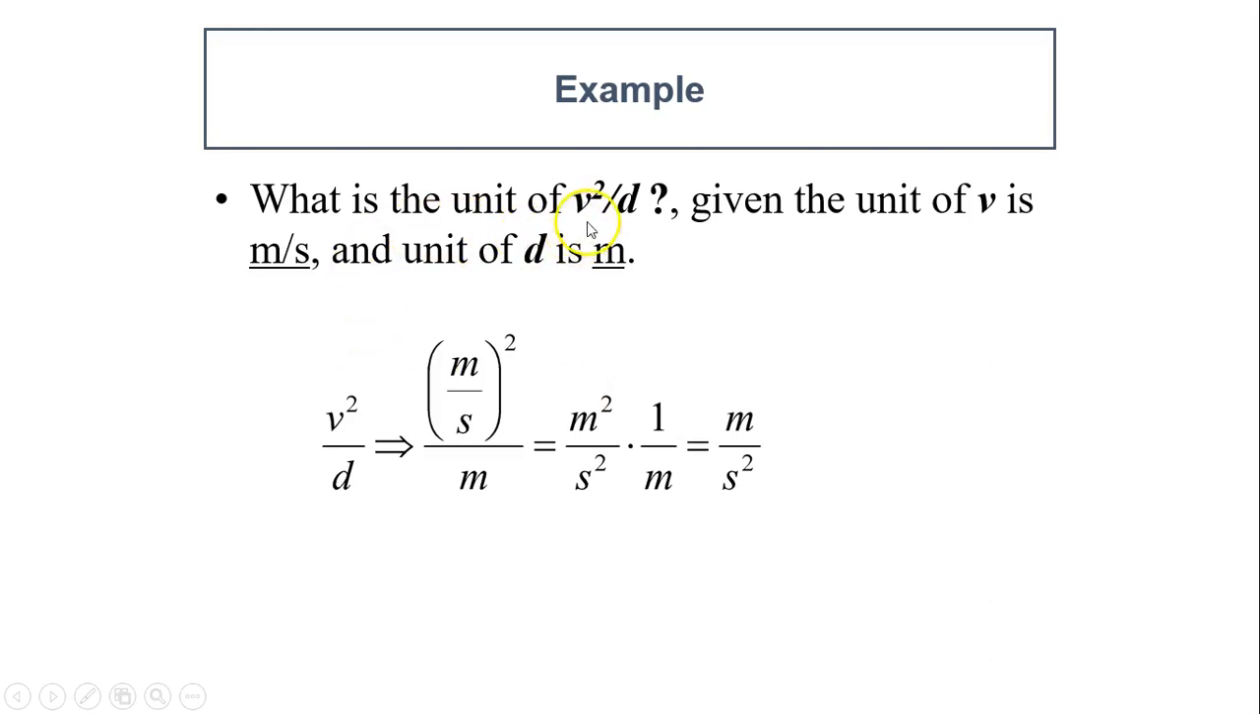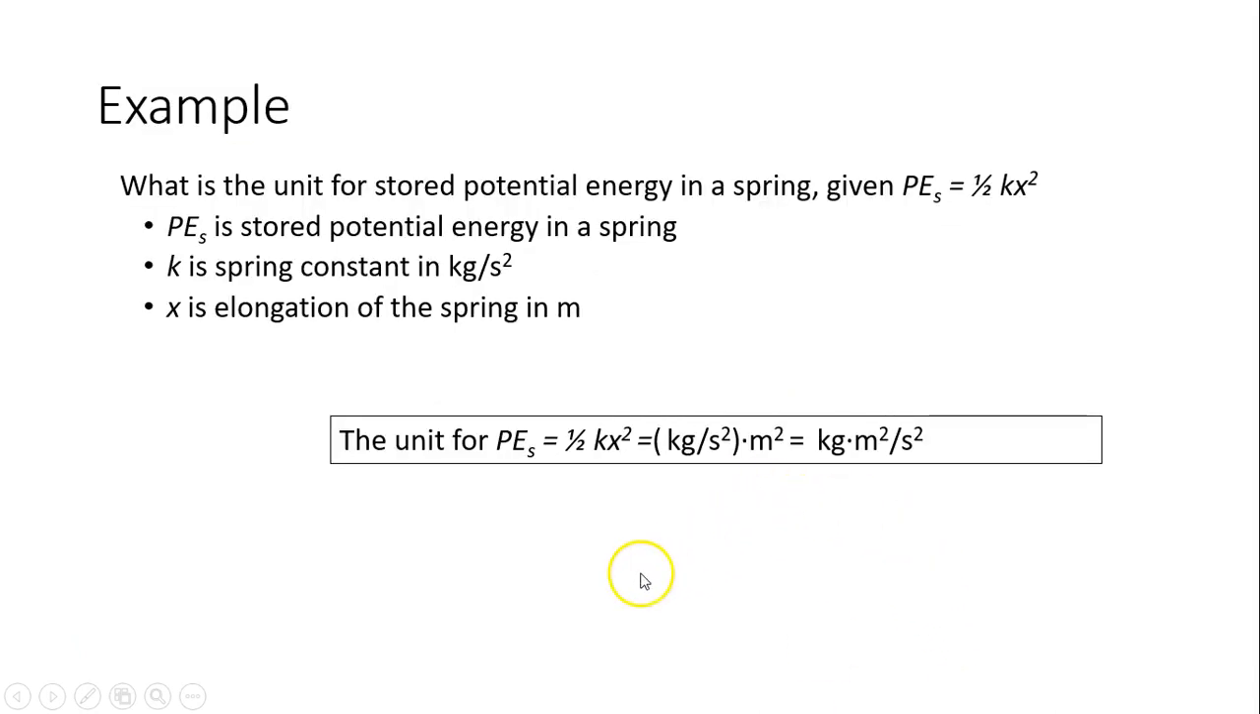Another example. What is the unit for v squared over d? Given the unit for v is meters per second and unit for d is in meters. Again, you substitute units for the quantity. V is meter per second, whole thing squared divided by meter. Whole thing squared means top squared divided by bottom squared. When you divide, you multiply its reciprocal, 1 over m. So here is m squared and m cancels. So you should have meters over second squared.